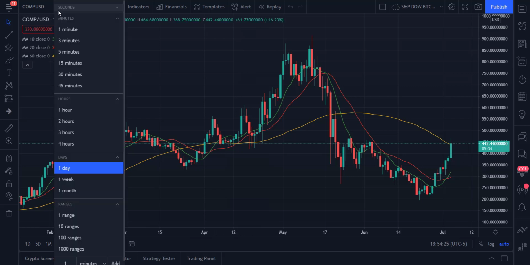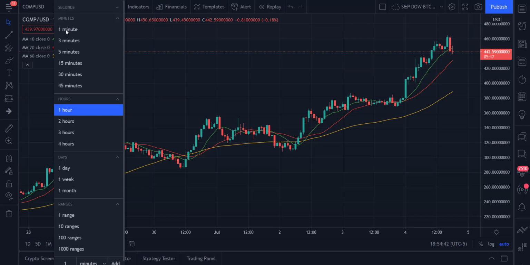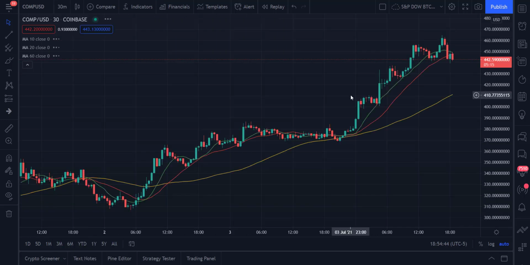So let's take it to the 1 hour time frame. And like I said, much clearer here. You have a clear situation where the 10 period is higher than the 20, which is higher than the 60. So this is definitely a bullish pattern for the moving averages in the 1 hour.